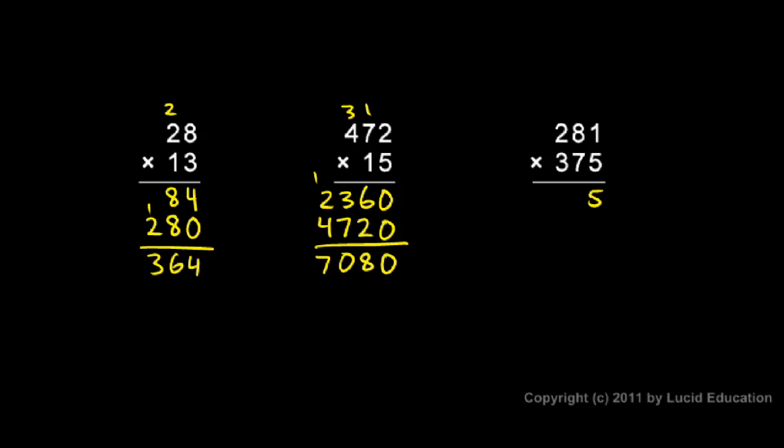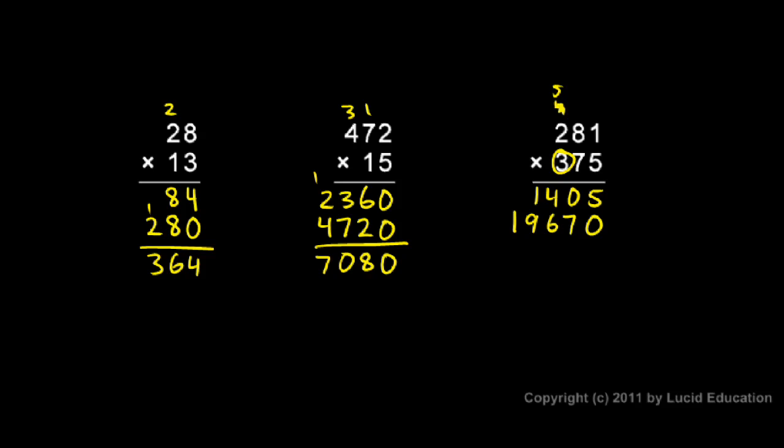5 times 1 is 5. Then 5 times 8 is 40. And then 5 times 2 is 10, plus the 4 is 14. Now I'm going to look at the 7. And I need a 0 here as a placeholder. 7 times 1 is 7. 7 times 8 is 56. So I'm going to cross out that 4 and put a 5 up there, 56. And 7 times 2 is 14, plus the 5 is 19.